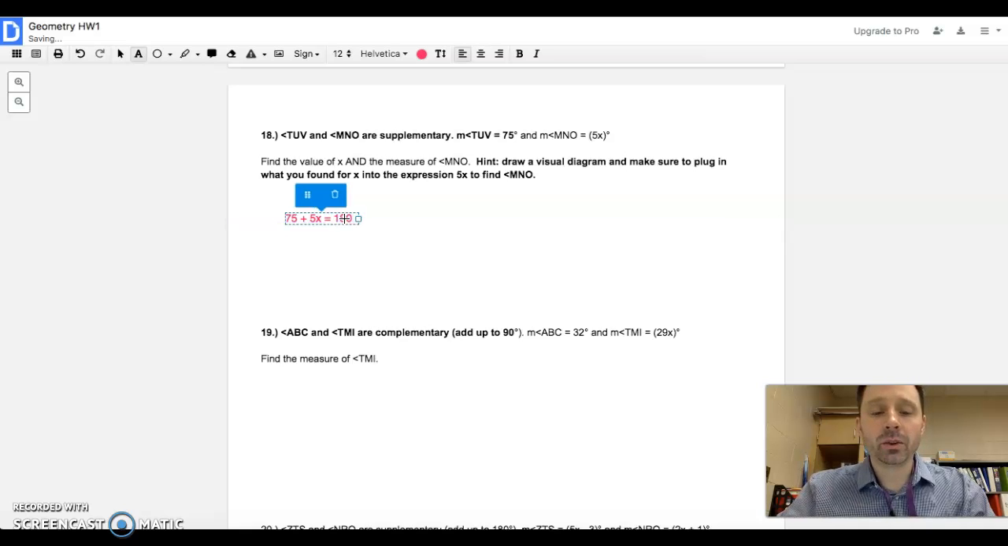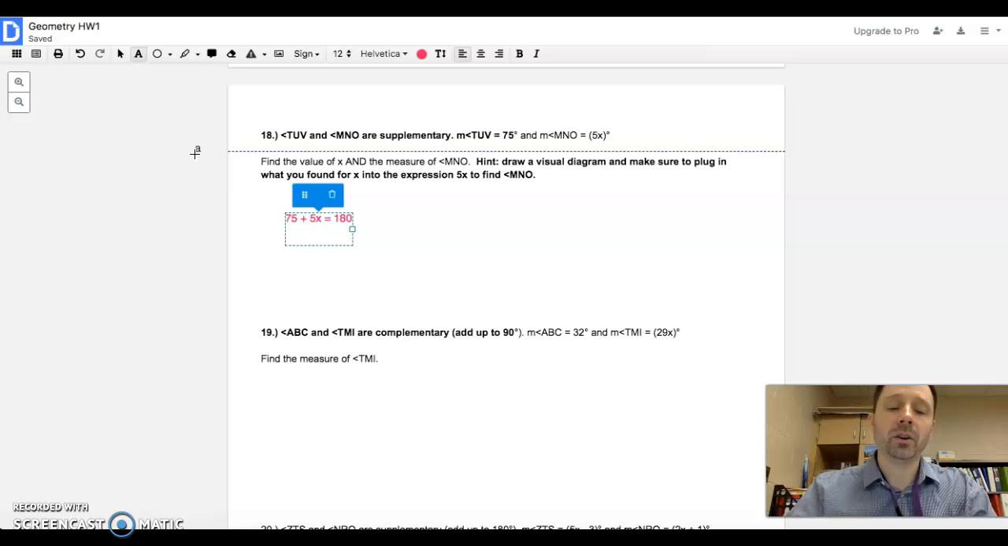And we're going to set it equal to 180 because supplementary angles add up to be 180. These will always be addition problems because you're looking to either add up to 180, or add up to 90 if it's complementary. So it says find the value of x and the measure of angle MNO. Hint, draw a visual diagram and make sure to plug in what you found for x into the expression 5x to find MNO.